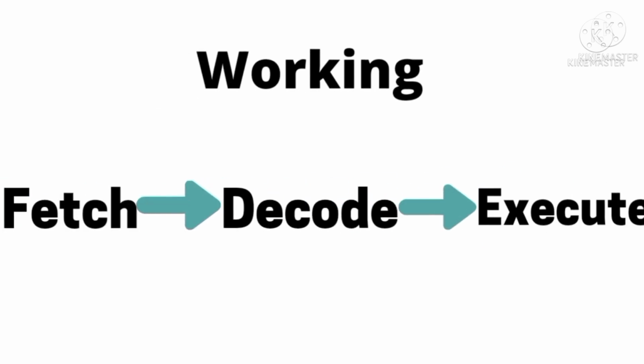How does a microprocessor work? Actually, a microprocessor works in three steps: fetch, decode and execute. The details we have already discussed.